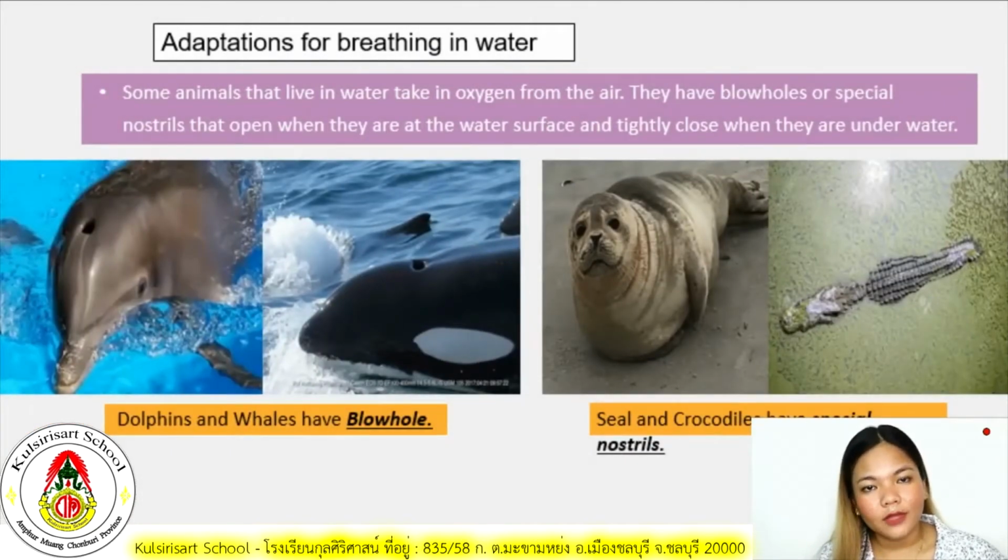Still under adaptations in breathing in water. Some animals that live in water take in oxygen from the air. They have blowholes or special nostrils that open when they are at the water surface and tightly close when they are underwater. So not all fishes or aquatic animals have gills. Some animals, just like dolphins and whales, have what we call a blowhole, which helps them breathe.